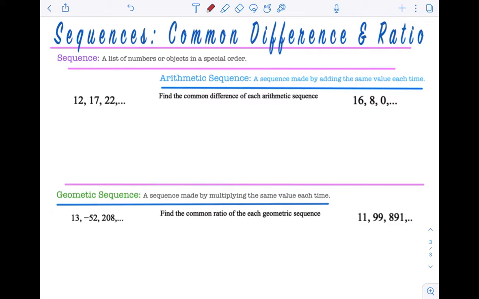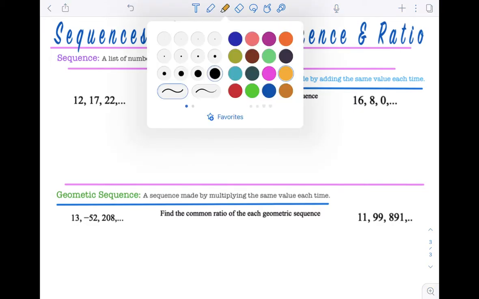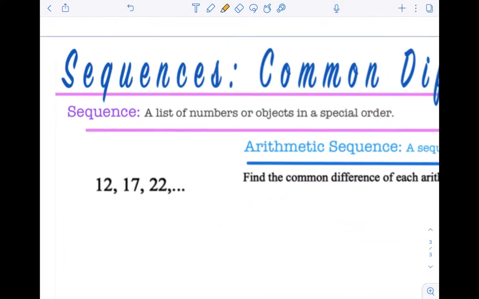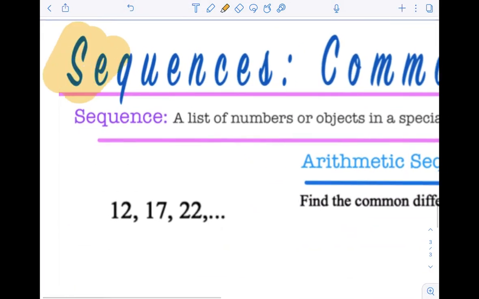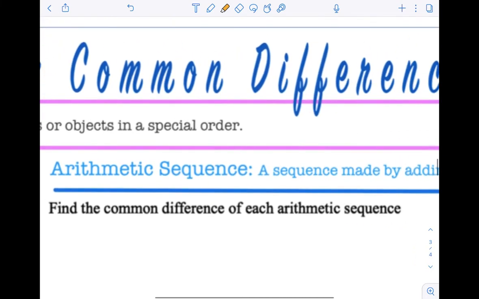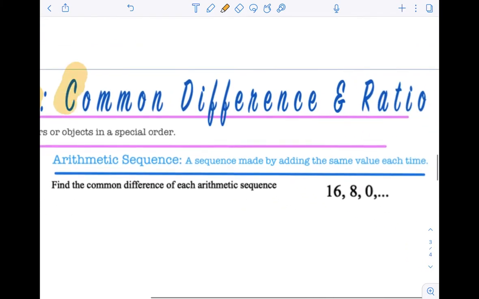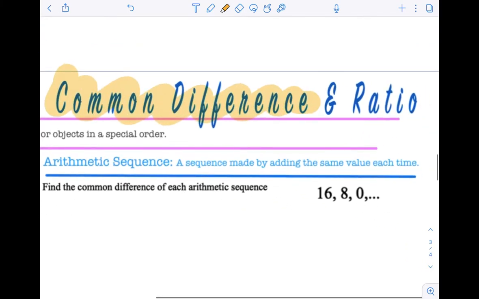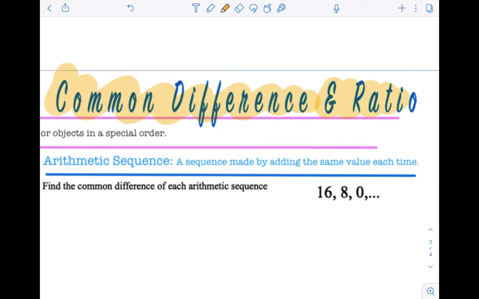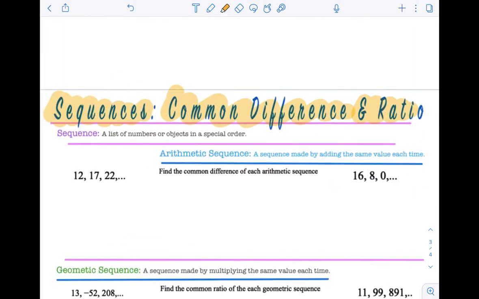Here we are, everybody. Welcome to these next set of notes. Make sure you have paper and pencil out ready for this lesson as we're moving on to a new unit. So first thing we do, as always, is we identify the name of these notes. And these notes are called sequences, common difference, and ratio. So we're going to find common difference and common ratio in sequences.